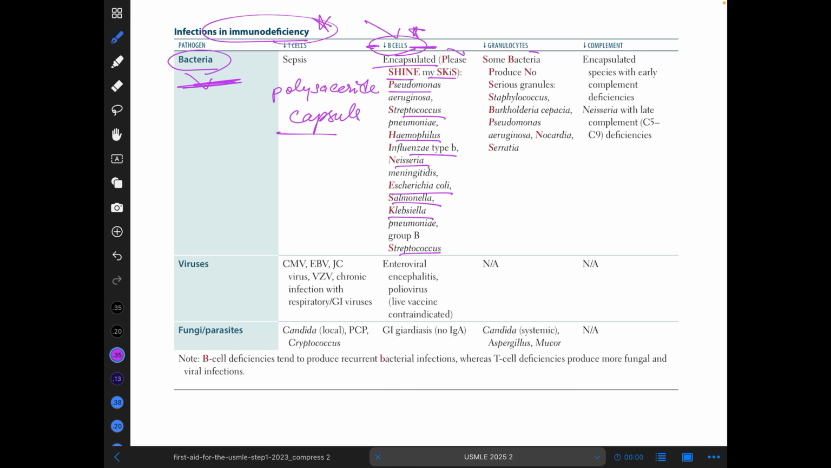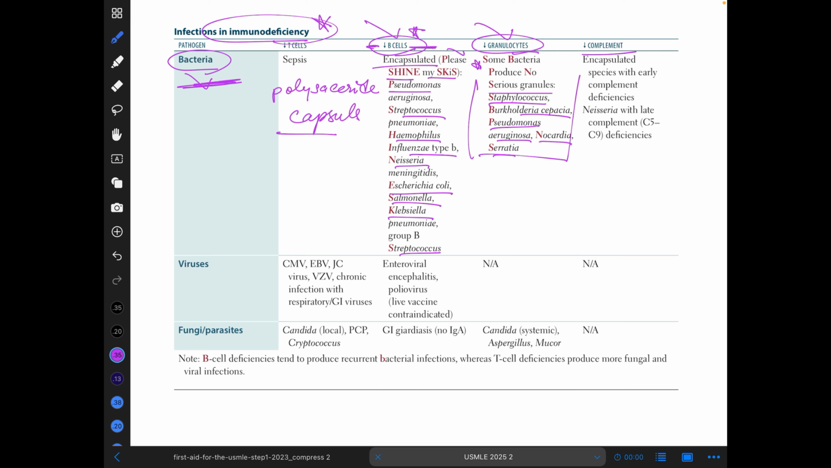And if there is a decrease in granulocytes, which bacteria are going to cause more infection? There are some bacteria that produce no serious granules. It is a mnemonic. So for S, we have Staphylococcus, Burkholderia, Pseudomonas aeruginosa, Nocardia, Serratia. These are bacteria that are going to cause infection when there is a decrease in granulocytes in human beings.